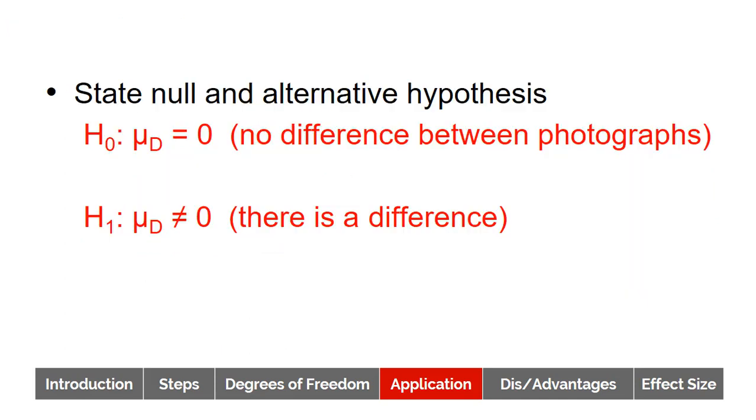First, we need to state our null and our alternative hypotheses. So we have the null hypothesis is that there is going to be no difference between the photographs. And what you see here is the population mean and a D. That means the mean of the difference scores. And we're saying that the mean of the difference scores is equal to 0. In other words, there's going to be no difference between the two photographs. The alternative hypothesis is that there will be a difference, that the difference scores will not equal 0.